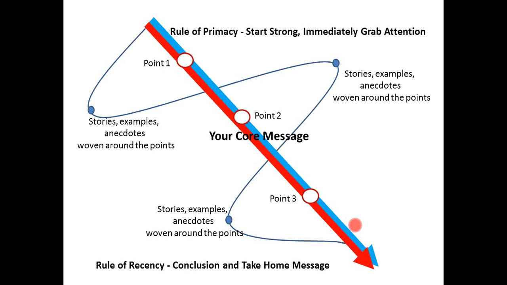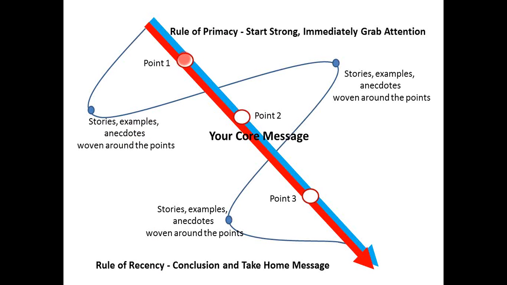The two questions: first question, what do I want them to remember unequivocally? And the second question, why does it matter to them? What's in it for me? Why do I care as an audience member? These merge into your core message that runs all the way through your speech. Yes, your opening and your closing can use the same core message or the same information. That's called topping and tailing. And then build a library of stories, examples, and anecdotes that you can weave around your points.